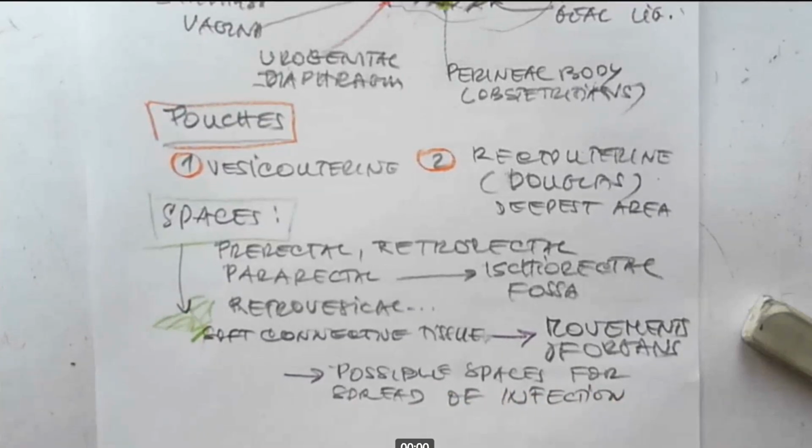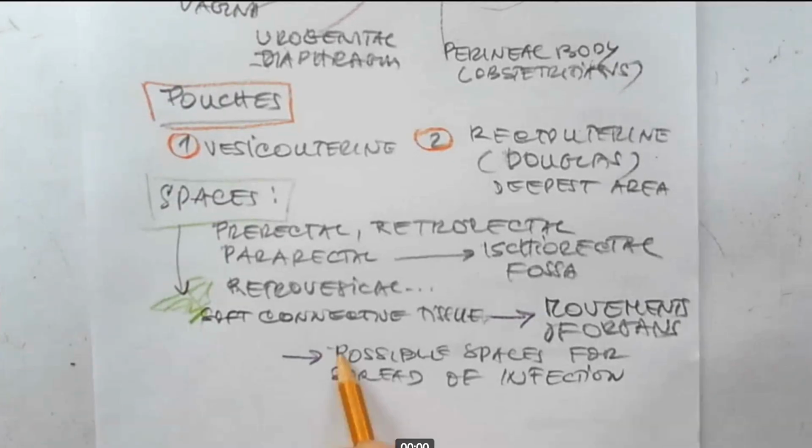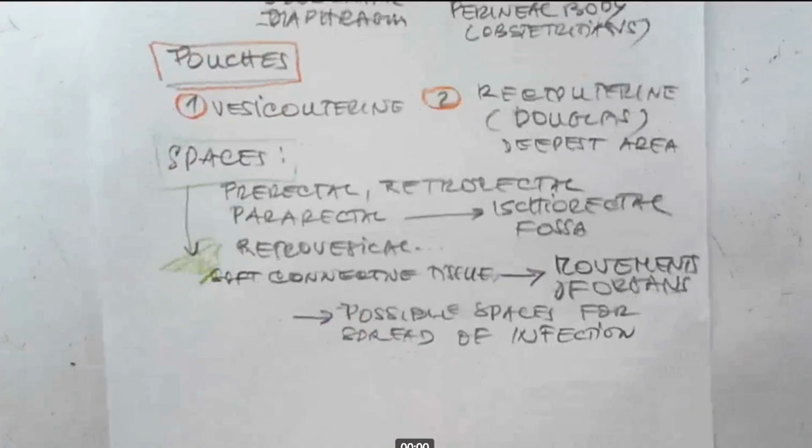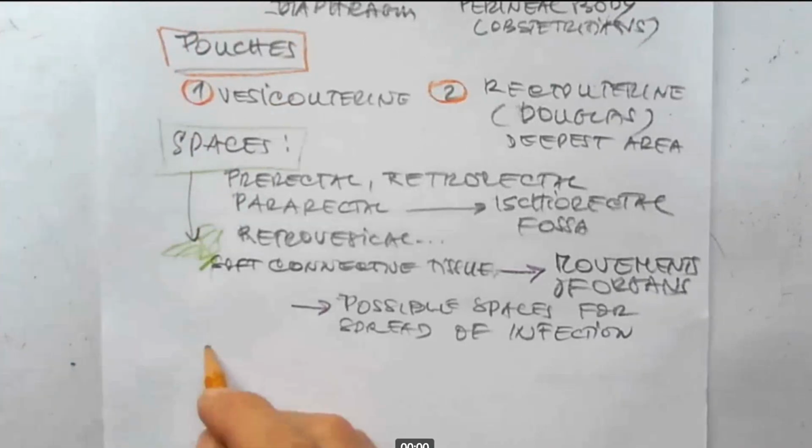So there are two points. One, important mechanically for the extension or change of the position of the organs during changes of either the rectum or uterus, or also the bladder, but also possible spaces for spread of infection, because infection is easily spread through the soft tissues.